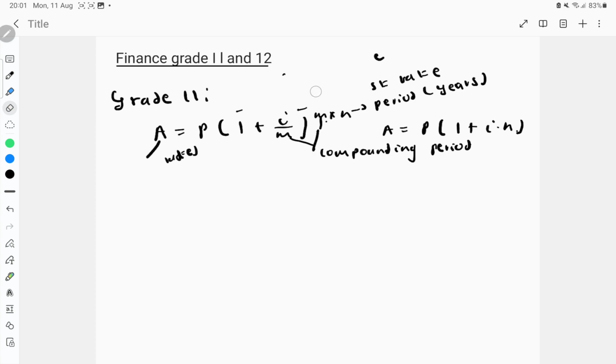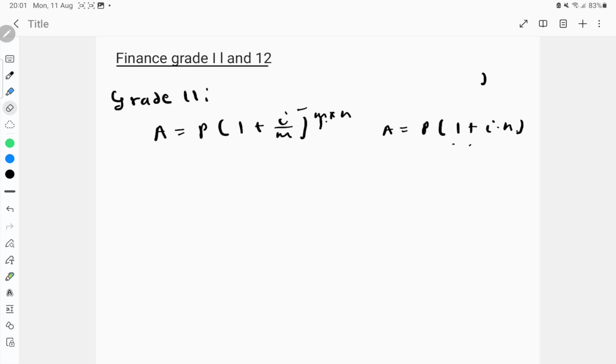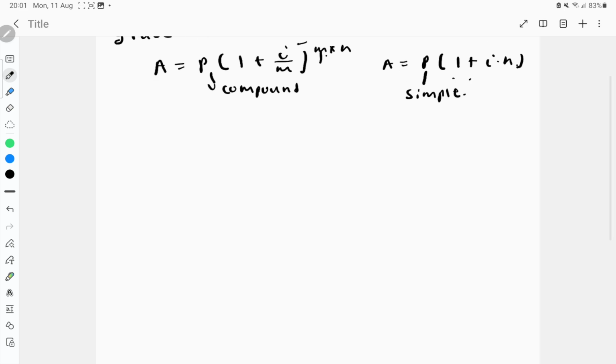From grade 11, we have these 2 formulas, which are the compound interest and the simple interest. So I'm just going to write compound, and then this is simple. And then in grade 12, what do you have? You have annuities. I'm leaving space for more notes.